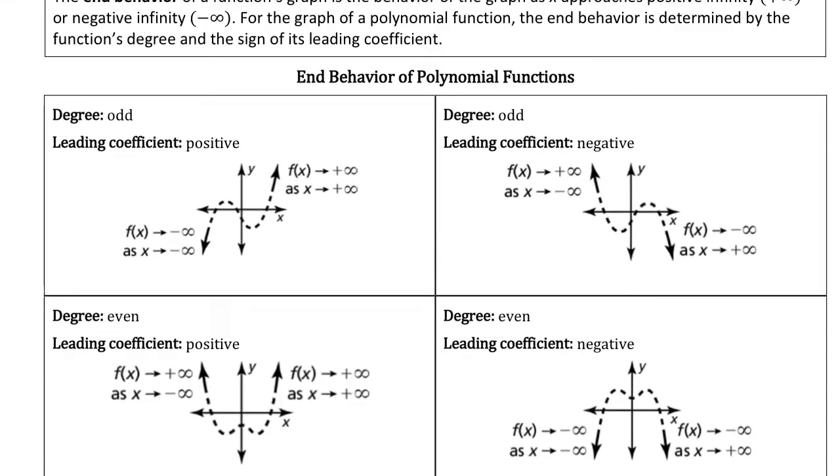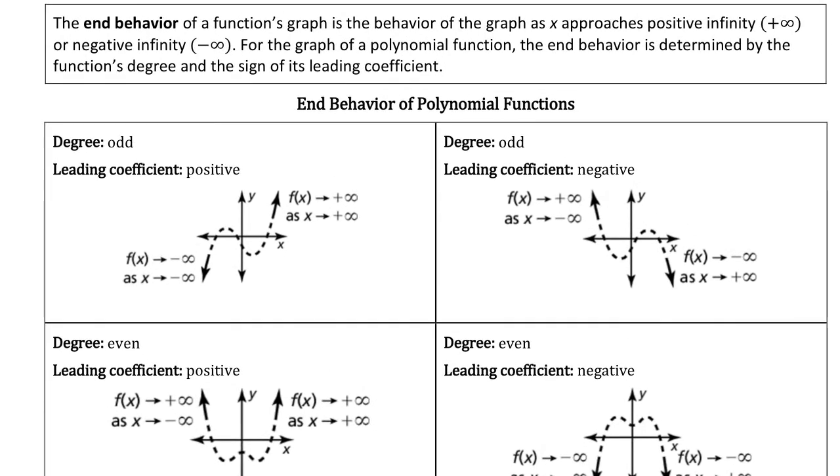Okay, so picking up where we left off. In this part of the lesson, I'm going to talk about something called end behavior of a function. So the end behavior of a function's graph is the behavior of the graph as x approaches positive infinity or negative infinity. So basically what I'm talking about is a graph is just a snapshot of a function. There is no way we can show an entire function.